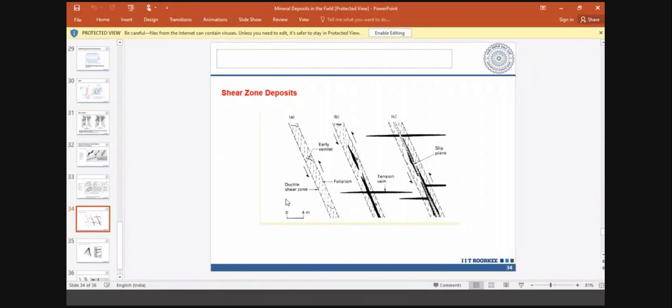Something written here. It's a ductile shear zone. Do you know what is a ductile shear zone? Do you know what is a brittle shear zone? Did you have structural geology? Yes, sir. Tell me. Ductile.